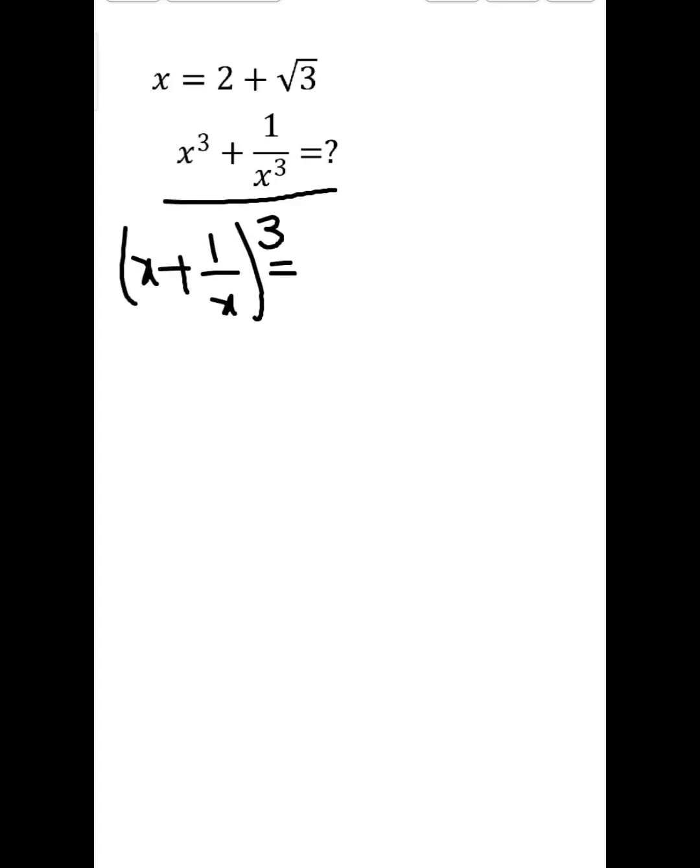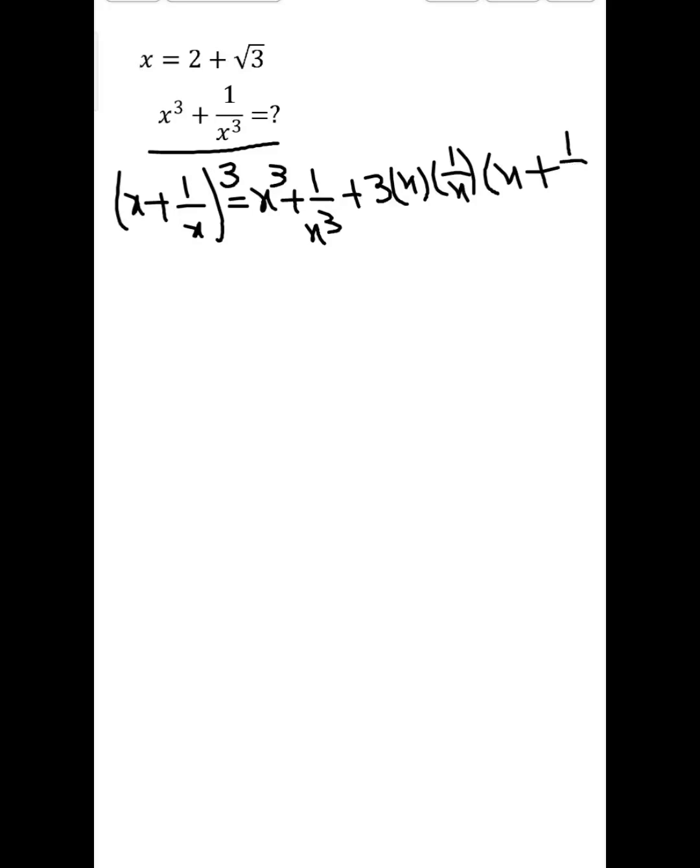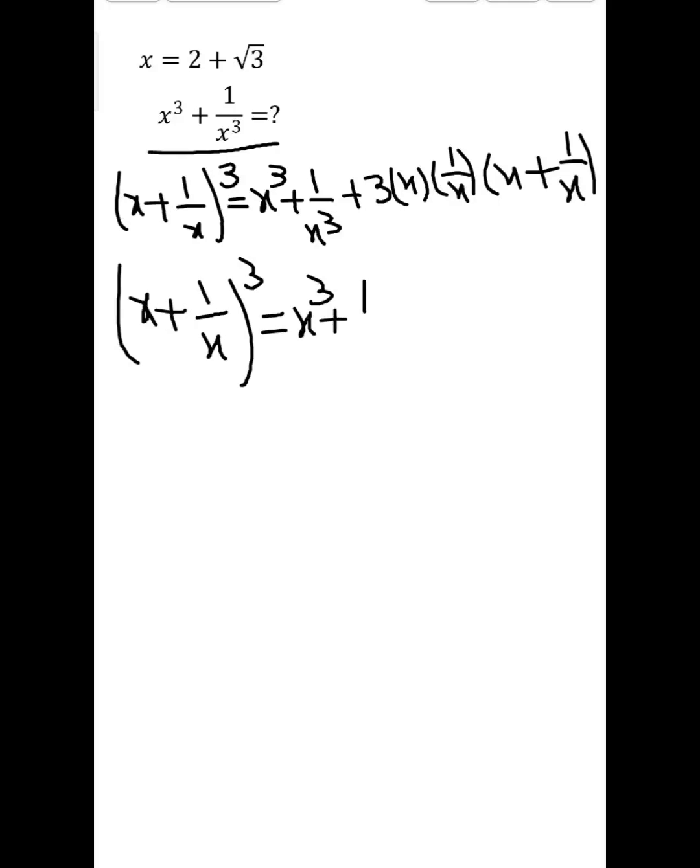It will be solved by the cubic formula, according to which the whole cube of x plus 1 over x is equal to x cube plus 1 over x cube plus 3 times x times 1 over x times x plus 1 over x. It means the whole cube of x plus 1 over x is equal to x cube plus 1 over x cube. Here x will be divided by x, so 3 times x plus 1 over x. To use that cubic formula, we have to find x plus 1 over x's value.